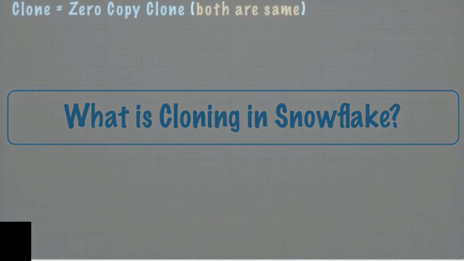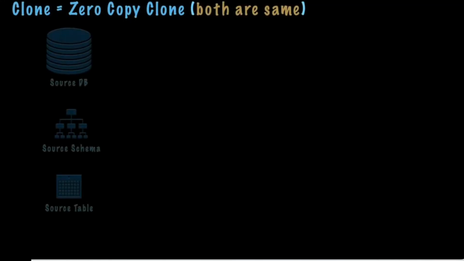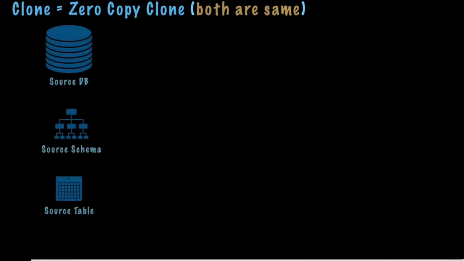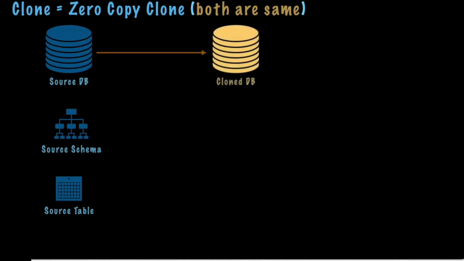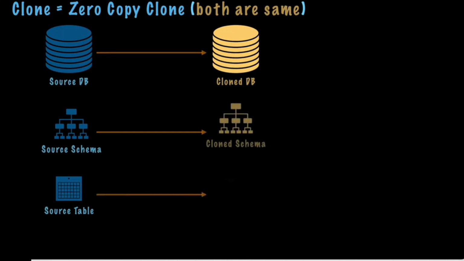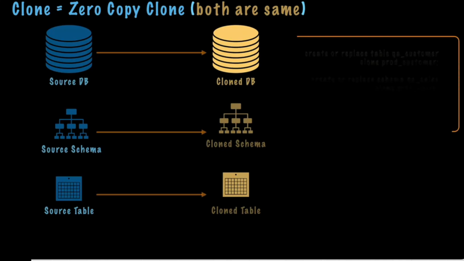So, cloning, also referred to as a zero copy clone, creates a copy of your database, schema, or a table without having any physical copy from the source object. And that's why it is called a zero copy clone. It is basically a point in time snapshot of data which is present in the source object. It could be database, schema, or a table. Any of this value is taken when the clone is created and is made available to the cloned object.